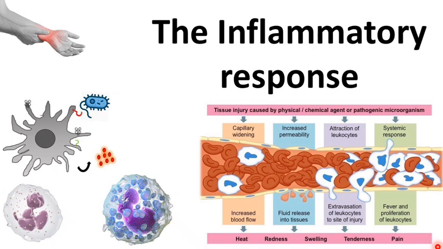But the inflammatory process is actually beneficial to us. It can prevent the spread of damaging agents. It can dispose of cell debris and pathogens. It can alert the adaptive immune system that there's actually something going on, and it sets the stage for repair. And these are the steps in the inflammatory response itself.